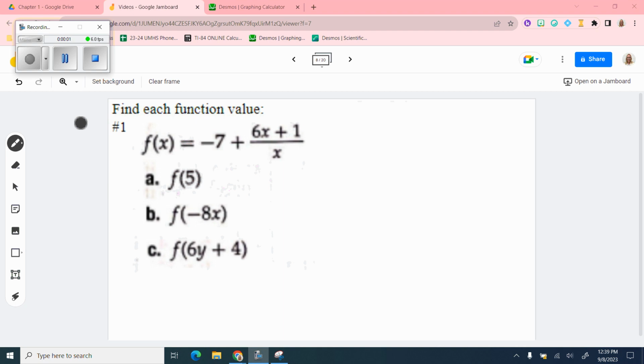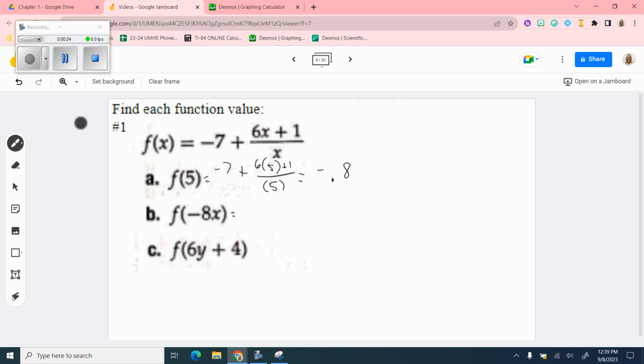All right, here's tonight's homework. So I'm just going to start here. We're just plugging in 5 in for x here. So when we do that, we're going to have negative 7 plus 6 times 5 plus 1 over 5. When you plug that into your calculator, you can plug it in exactly as is. You should end up getting negative 0.8 with that one.